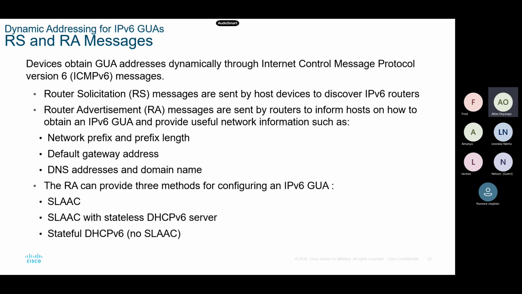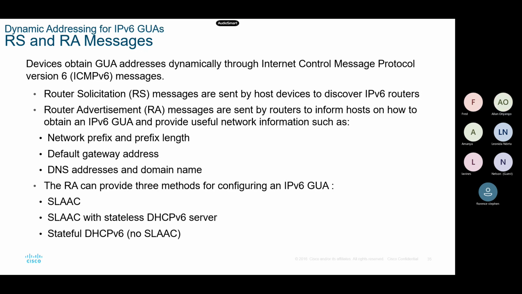So the IPv6 RA message from the router will be everything that every PC needs. Why? Because it will carry the network prefix, that is the network portion of the address or the network address. It will carry the prefix length, that is like the subnet mask. It will carry the default gateway. It will obviously carry the DNS server addresses and the domain names. All right? And so this RA message is a big deal. It's very useful for the devices.